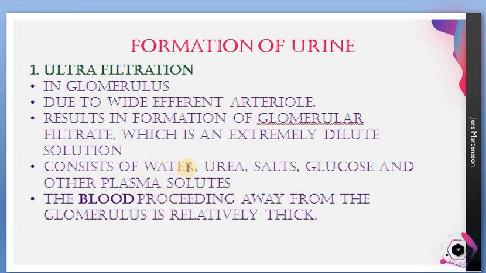It consists of water, which shouldn't completely go out of our body. Glucose shouldn't leave the body as it is. It has to be stored in our body, so it has to be taken back again. From the glomerular filtrate, our body will absorb it back in the second step. So there are some essential products too. This glomerular filtrate is a very dilute solution, and the blood proceeding after the glomerulus is relatively thick. Last class itself I said all these things, but I was just recollecting them.